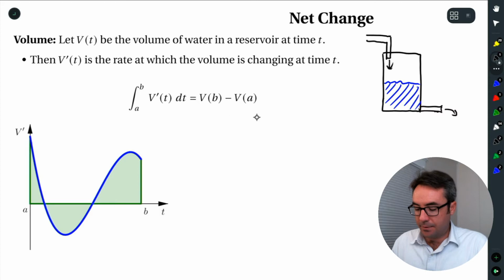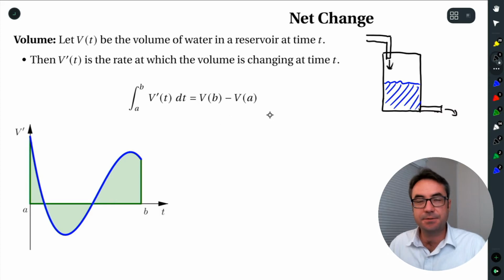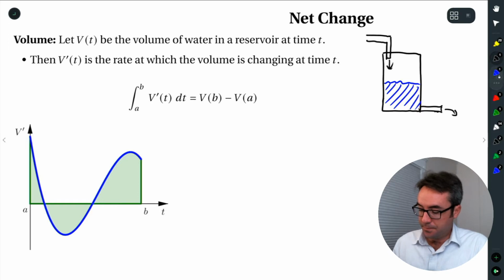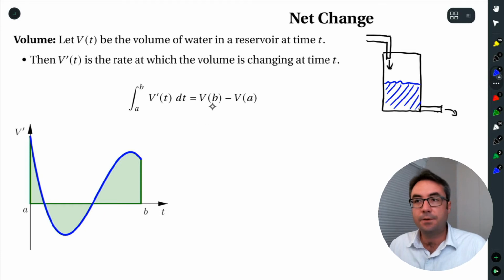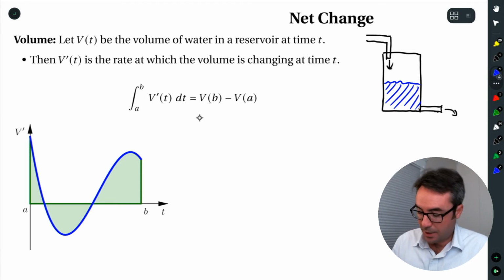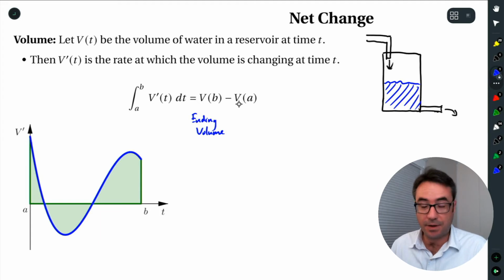All right, so we're going to look at what this net change theorem says in relation to volume. So our net change theorem says if we were to integrate the derivative V prime of t from a to b, well, that's the same thing as looking at the volume at time b minus the volume at time a. So the net change here on the right, this V of b, well, this is just our ending volume, or ending water level. And V of a is just our starting volume.